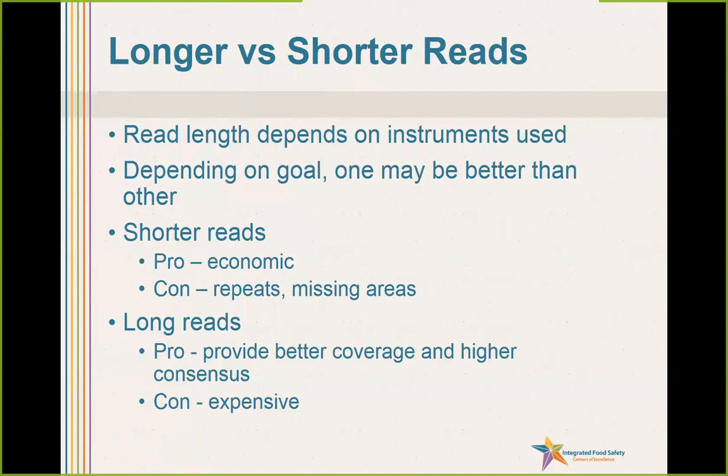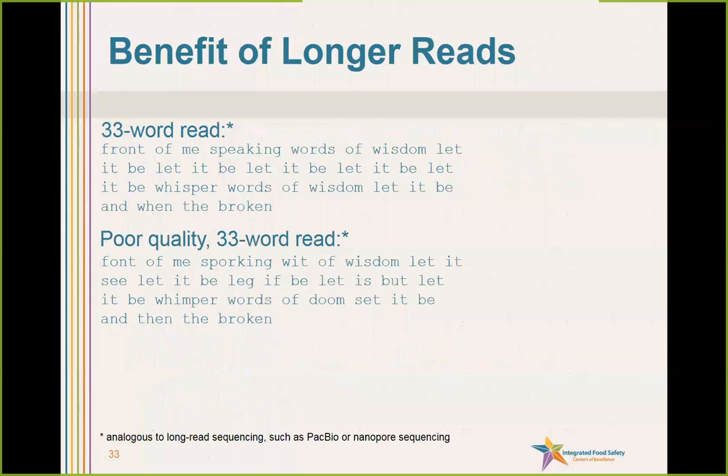Specific to read length, as initially discussed in this presentation, read lengths depend on the machines and instruments used. Depending on the goal of assembling, for example, whether to find clusters versus to identify the assembly, one may be better than the other. Shorter reads are usually economic, but may have more repeats and missing areas. Long reads have better coverage, but the technology is more expensive. Long reads are typically not used in public health sequencing.